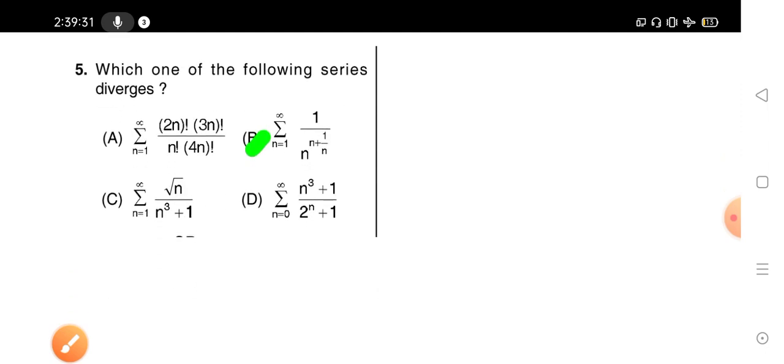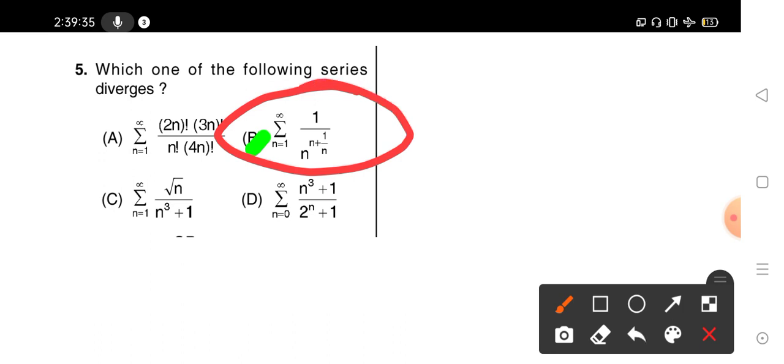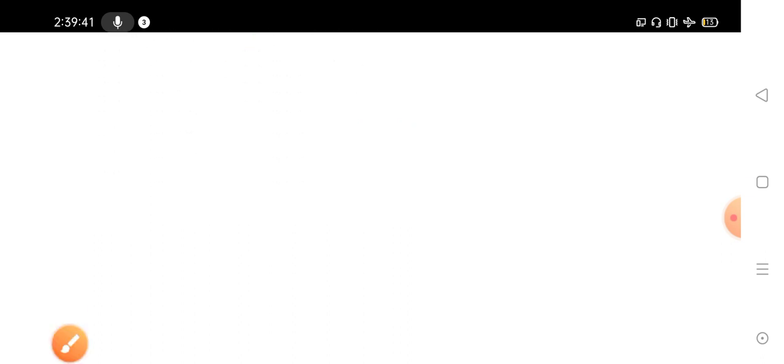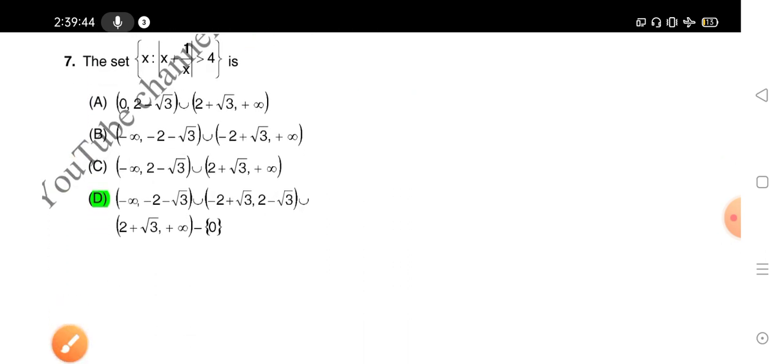Next question. Which one of the following series diverges? This is the option repeated so many times. This is the one that diverges. Next question. The set of x such that mod of x plus 1 upon x is greater than 4. Option D is correct.